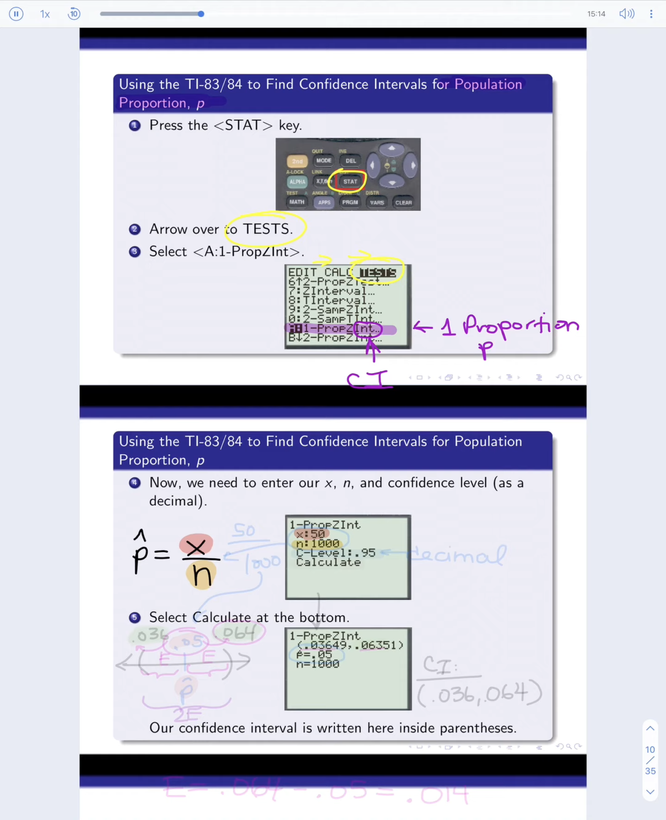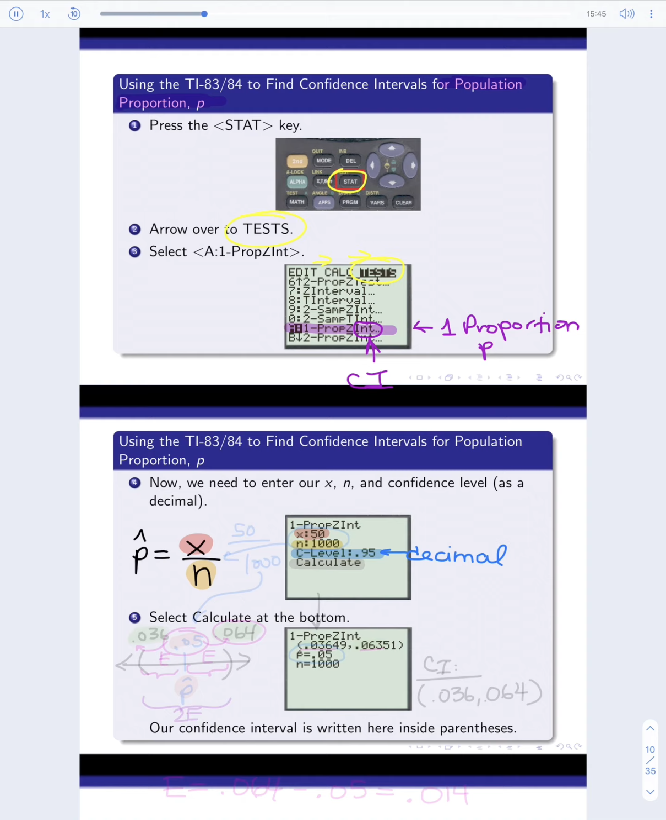And they do need to tell you, if you're going to actually make a confidence interval, what level of confidence you have. Notice that's your C level. Normally, they do give it to you as a percentage in the problem, so you need to convert it and put it in as a decimal. Then once you have all your information inputted, then you'll go down to the bottom and you'll select calculate.